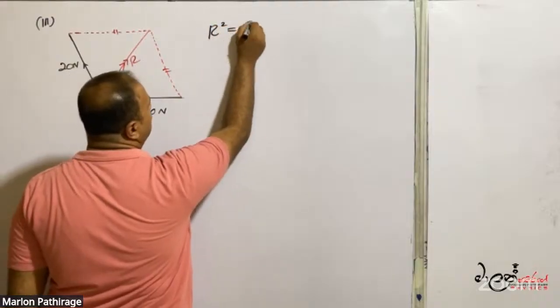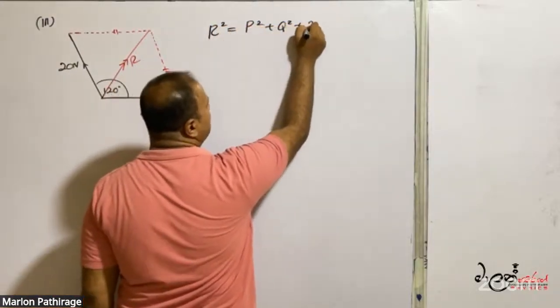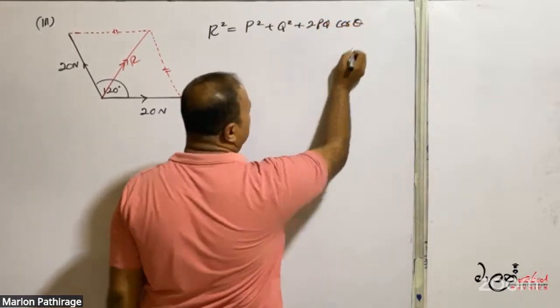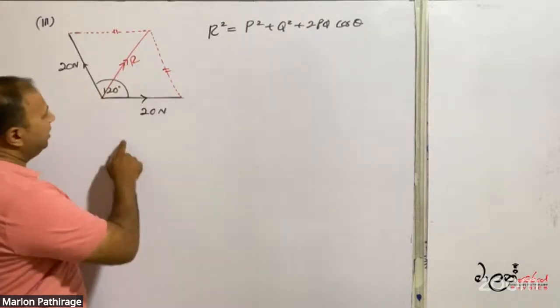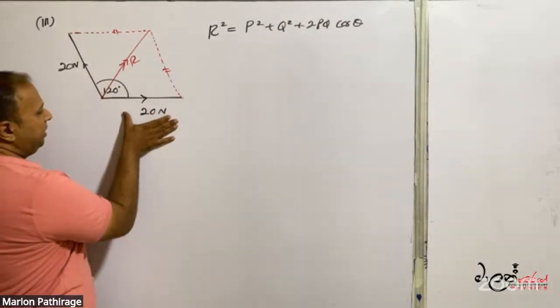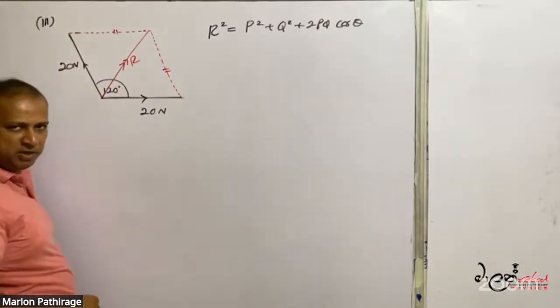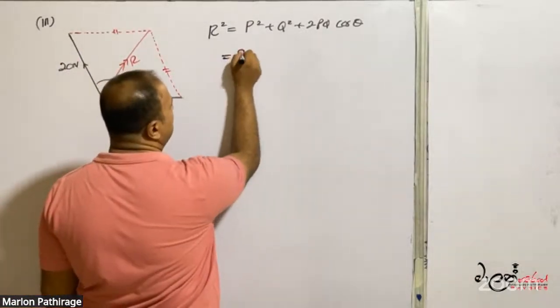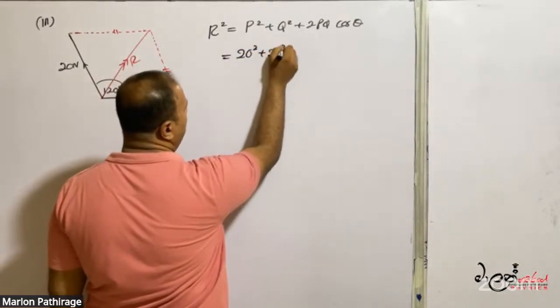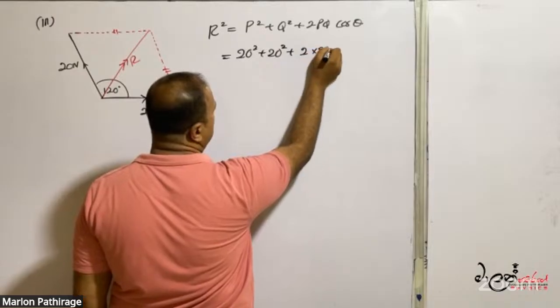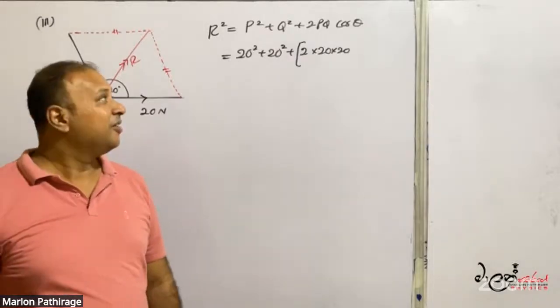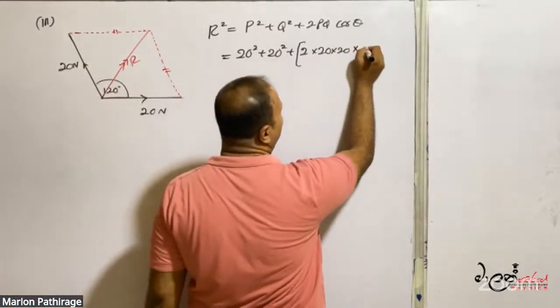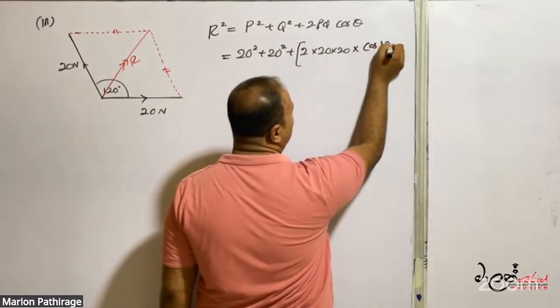R squared is equal to P squared plus Q squared plus 2PQ cos theta. Now, look at this one. P squared means 20 squared, Q squared means 20 squared, plus 2 times 20 into 20 cos 120.